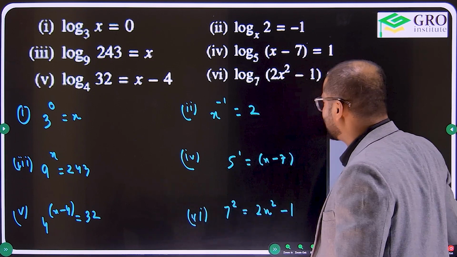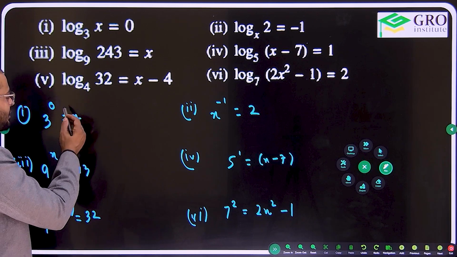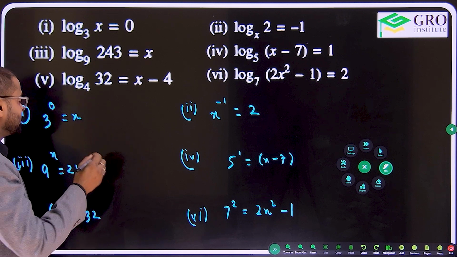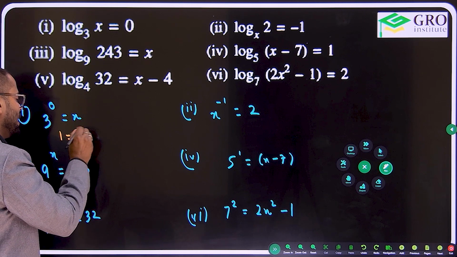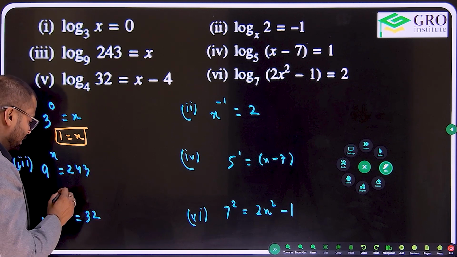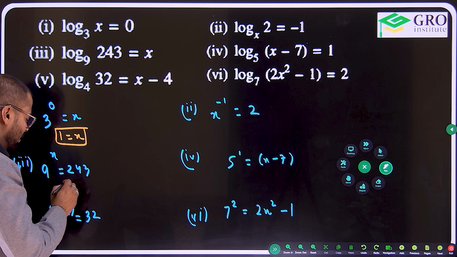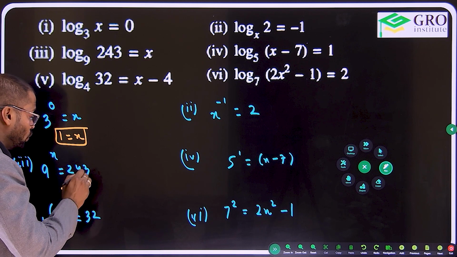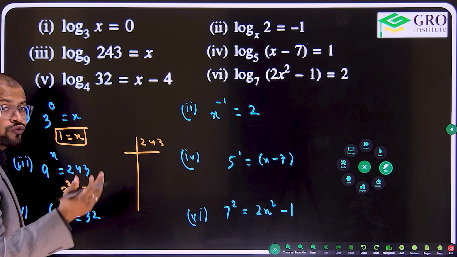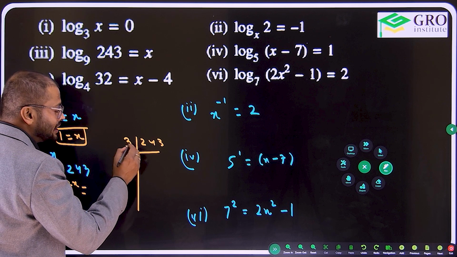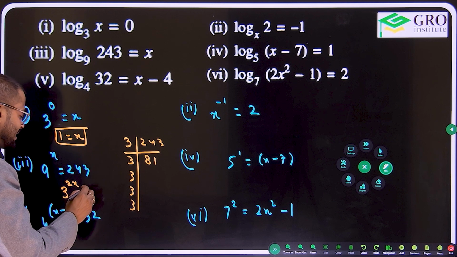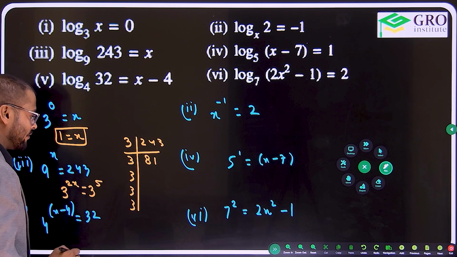Now let's start the solution. Now 3 to the power 0, we know very well that anything to the power 0 is 1. So 1 is equal to x. Now 9 to the power x is equal to 243. So it is 3 to the power 2x is equal to 243. Now tell me what is the value of 243 and how to factorize 243. So you said 3, 81, 3, 3, 3, 3. It means that it is going to be 3 to the power 5, right?